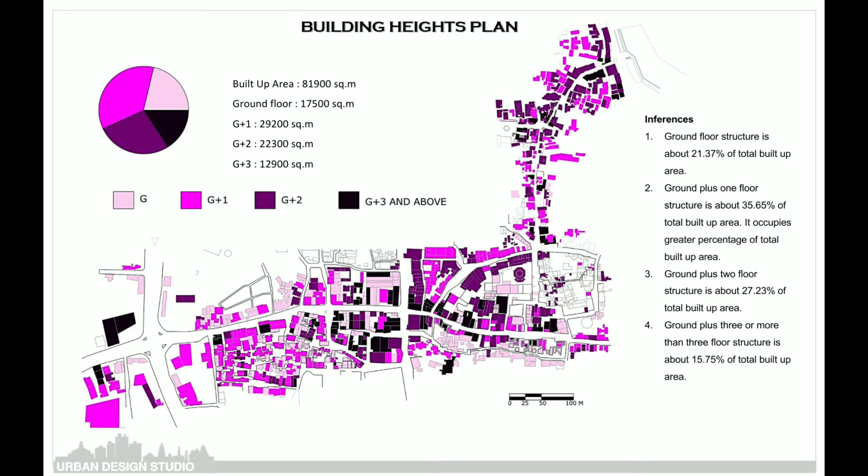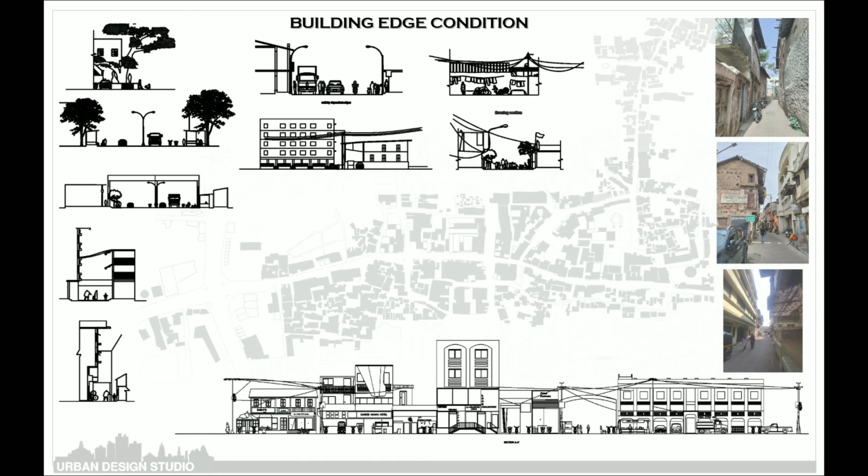Edge condition. It is very important to study the connection of the street and the built-up area, and how the building facing the street reacts to the activities happening there. For example, a compound wall that acts as an edge is used by children to play, by vehicles to park, and also by hawkers to sell.